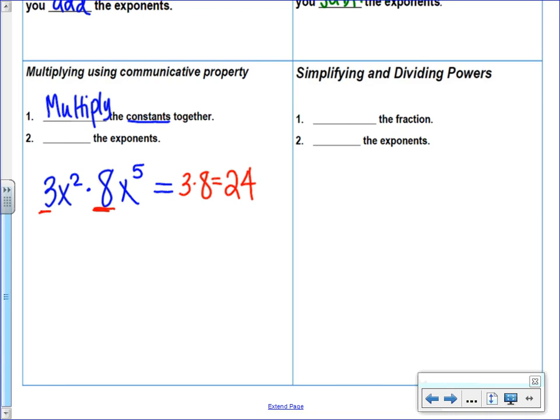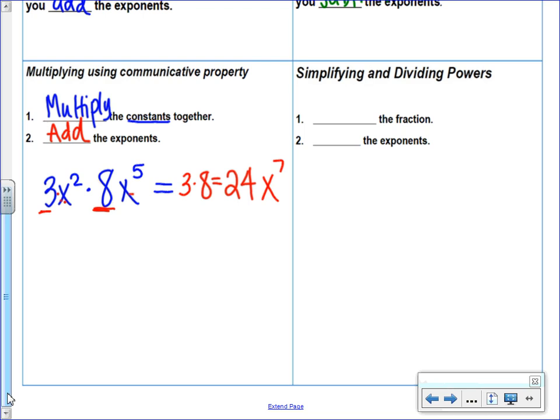The second step is to add those exponents. So 2 and 5 make 7, so x to the 7th. Same rule. Base has to be the same. So make sure your bases are the same. Like if this had been a y and this had been an x, we could not have done that. But since they're both x's, we can.